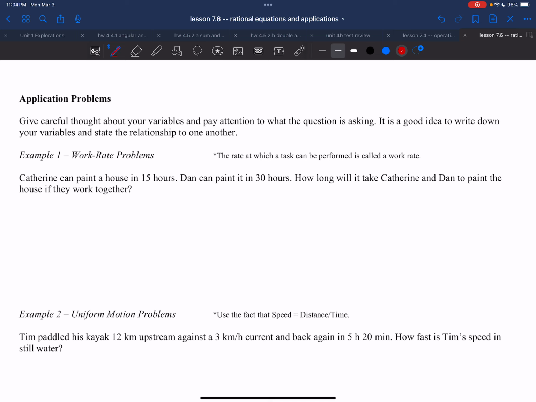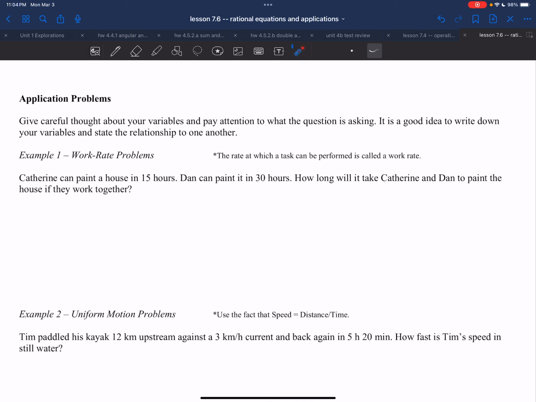As far as solving goes, I'm going to do that really quick in this video. The last video was primarily focused around solving. I'm going to spend more time talking about how you analyze the problem and how you create the equation, okay? So, as it says right here, give careful thought about your variables and pay attention to what the question's asking, right?